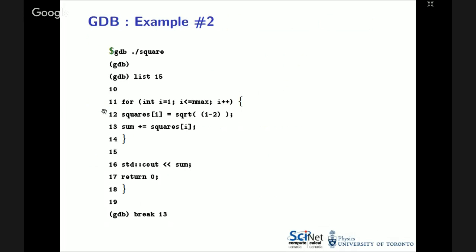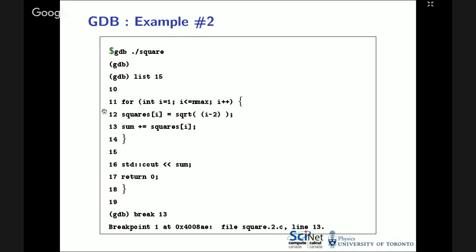Now I would like to set a breakpoint. I'm going to set a breakpoint at line 13, where the addition of the values of a square is happening. So it's sum plus equal squares of I. After I type break 13, the debugger says there is a breakpoint and a hexadecimal position, but basically it's at line 13 of the code. So I set a breakpoint there.